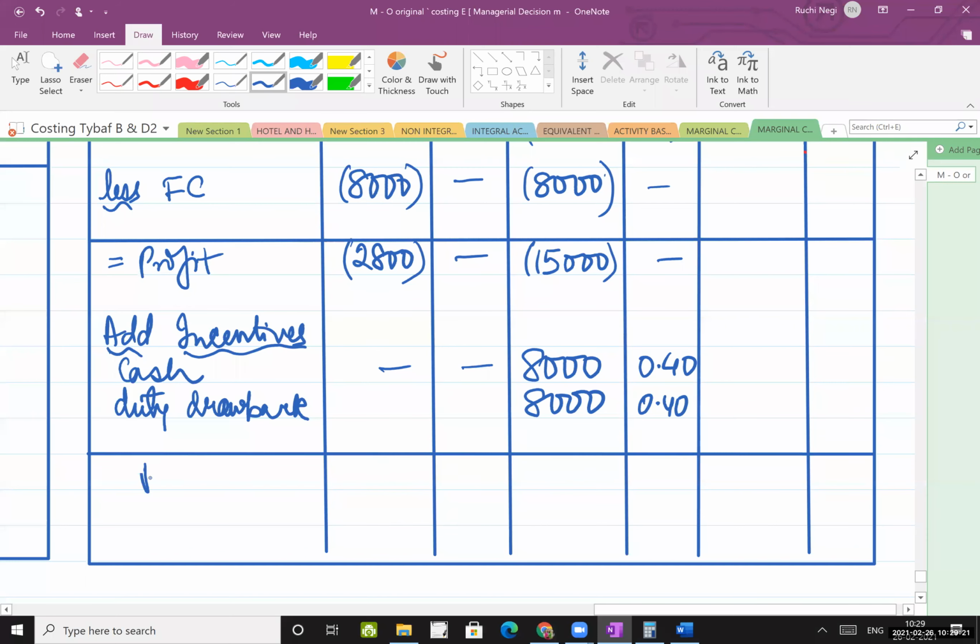Now profit will be how much? ये तो negative ही है, ये तो change नहीं होने वाला है, but यहाँ there will be a change, okay? It will become 1,000. 8,000 plus 8,000 how much? 16,000. 16,000 minus 15,000 is how much? 1,000. Is this clear to here?